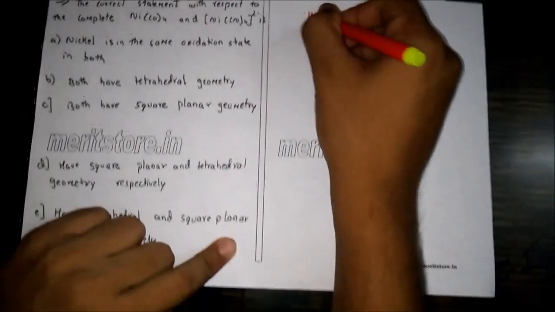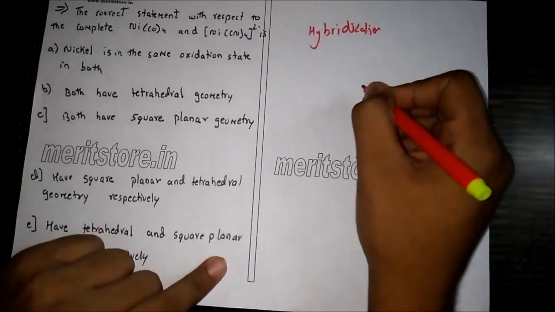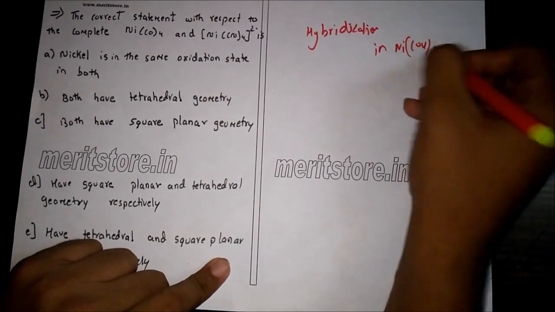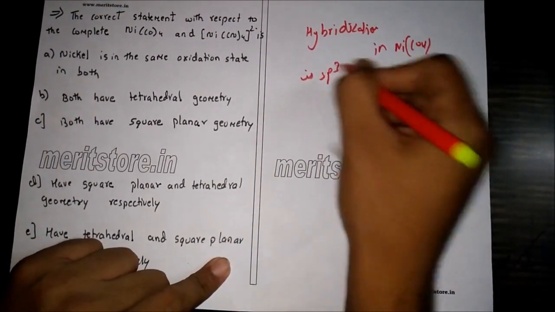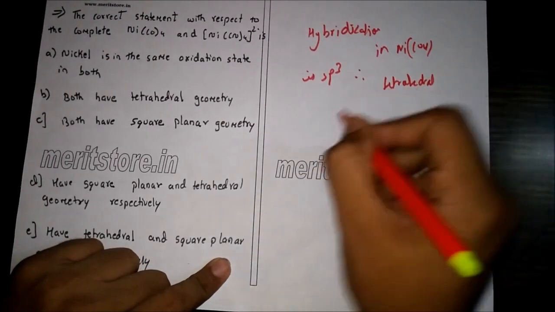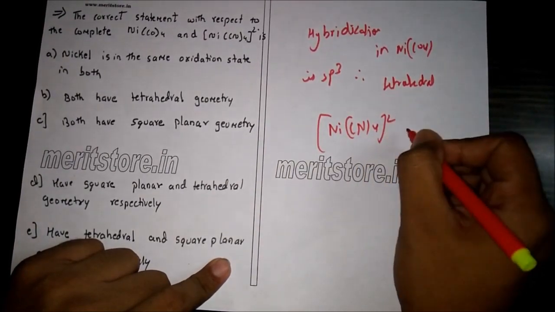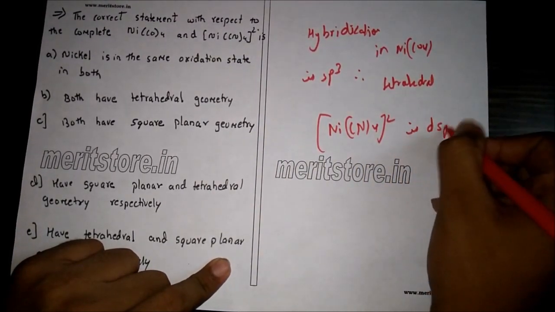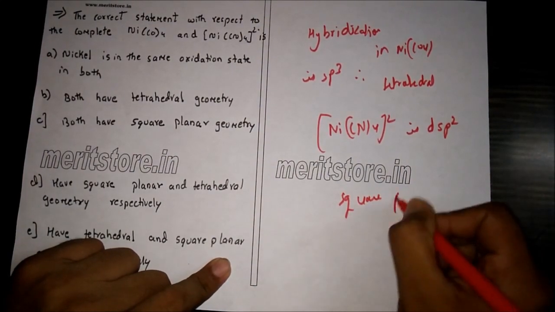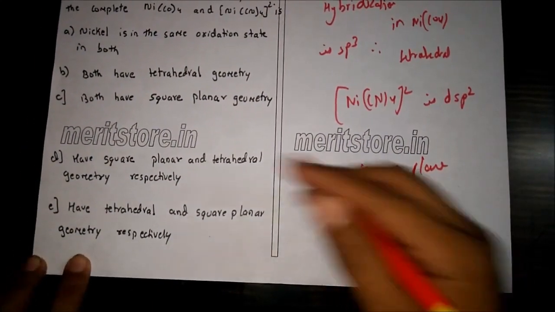Now, hybridization in Ni(CO)4 is sp3. Therefore, geometry of Ni(CO)4 is tetrahedral. Whereas hybridization of Ni in [Ni(CN)4] 2 minus is dsp2. Therefore, geometry is square planar. Therefore, option E is the correct answer. Have tetrahedral and square planar geometry.